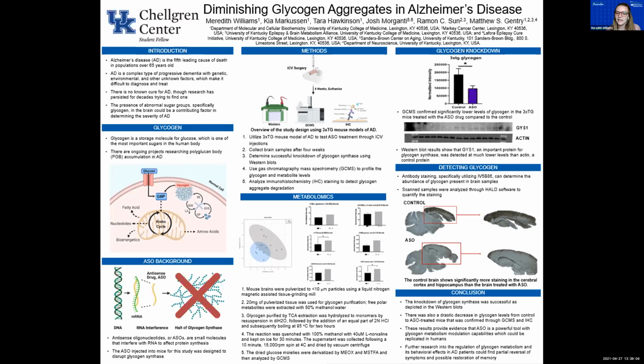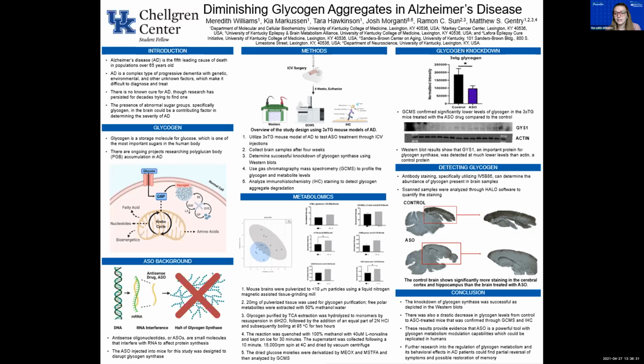And that dark staining in the control is actually where the glycogen in the brain is found. And you can see that it's much more present, and even where it's located in the brain. Versus the ASO, where you can't hardly find it at all. So what does this mean? This means that our ASO treatment was able to successfully knock down glycogen synthase in the brains of these mice.